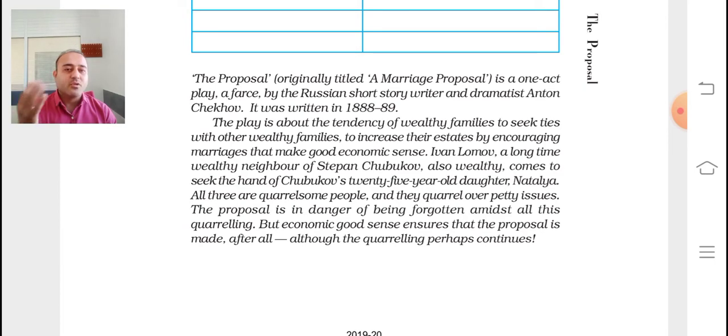Okay, Natalia also liked Lomo. She also wanted to get married to Lomo, and at the same time, even Lomo liked Natalia. And for economic sense also, they get together, but at last the quarrel still keeps on going on.